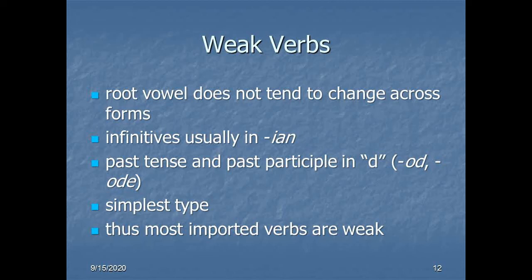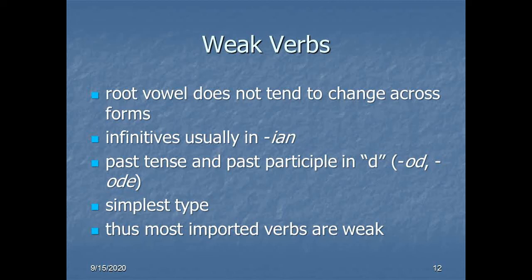The past tense and past participle, respectively, are indicated by a suffix, -od in the case of the past tense, and -ode in the case of the past participle. This is where we get our -ed endings for the past tense and past participles in most of our verbs in modern English. That is, most of our verbs are, or are patterned off of, weak verbs. These are the simplest type, and because they're the simplest type, that is, the vowel is consistent, you just add the right suffix and you've got the right verb.